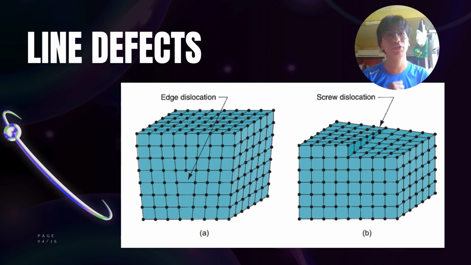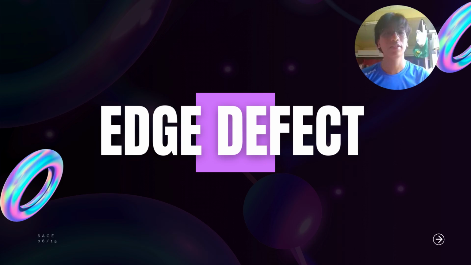Alright, I'll be continuing on line defects. The line defects are divided into two categories, mainly edge defects as well as screw defects. Now, I'll be touching on edge defects. Edge defects will be explained in three categories. The first would be extra half plane, Burgers vector, and finally motion or glide.